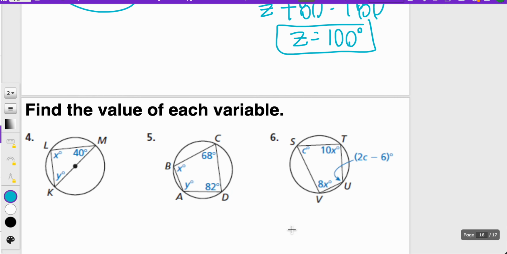So let's look at our last little pieces of information. This one would be a good idea for you to pause and try on your own. When you're ready to check it, go ahead and click play.